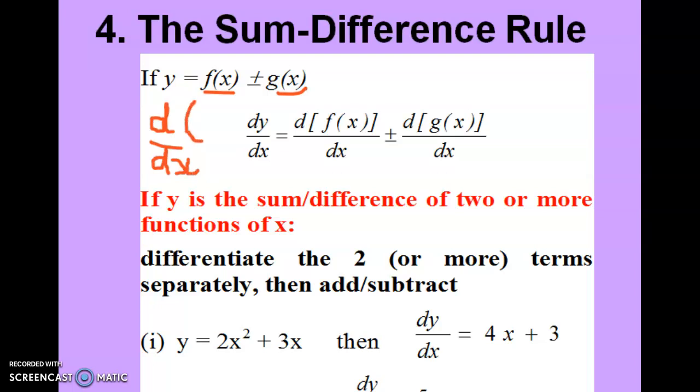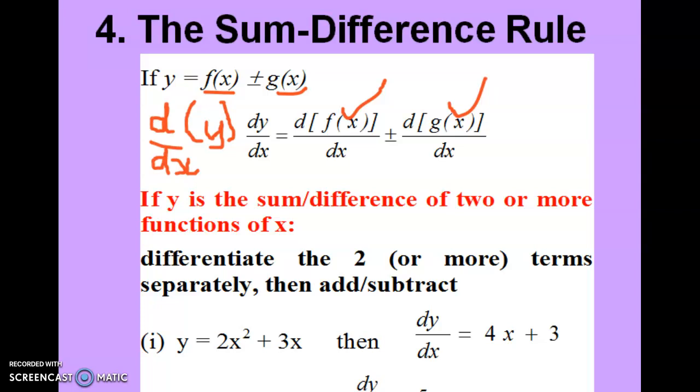Derive with respect to x. What should I derive with respect to x? y. Like this. So y is f of x plus or minus g of x. So you derive f of x with respect to x and add or subtract g of x with respect to x. So it's derivative of the first function plus derivative of the second function. All right. We have a situation where y is the sum or difference of two or more functions. Then you differentiate. You do the same also.